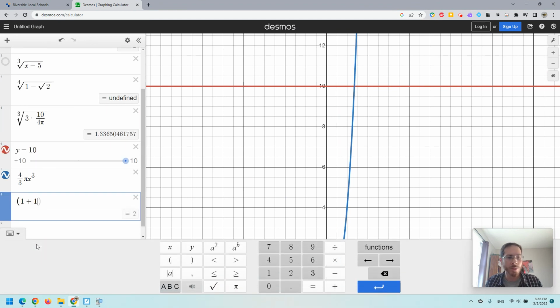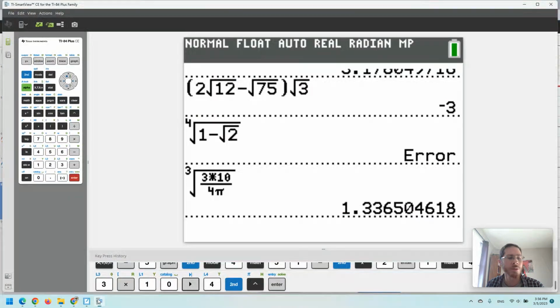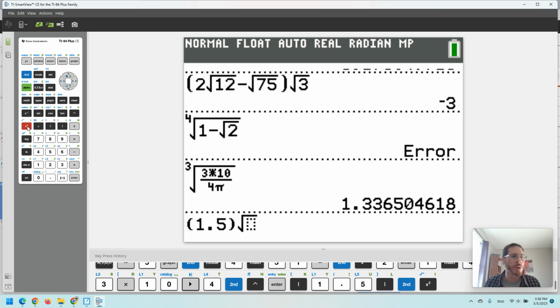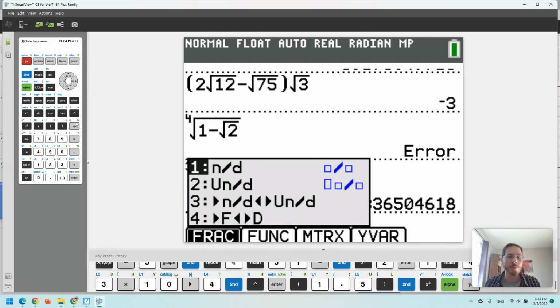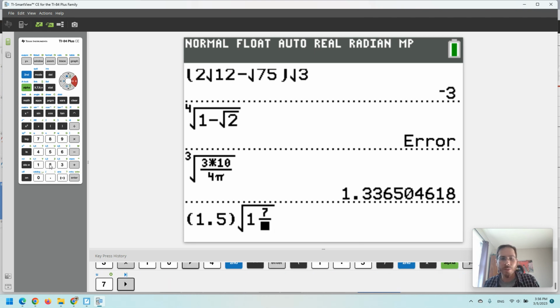Maybe 1 plus 1/2 times the square root of 1 plus 7/9. I'm getting 2. That's kind of an interesting answer. What do we get if we do it this way? 1.5 times the square root of, and I forgot, we actually can just put it in as a mixed number here. 1 and 7/9. That looks nice. I'm actually going to put the first part in as a mixed number too.